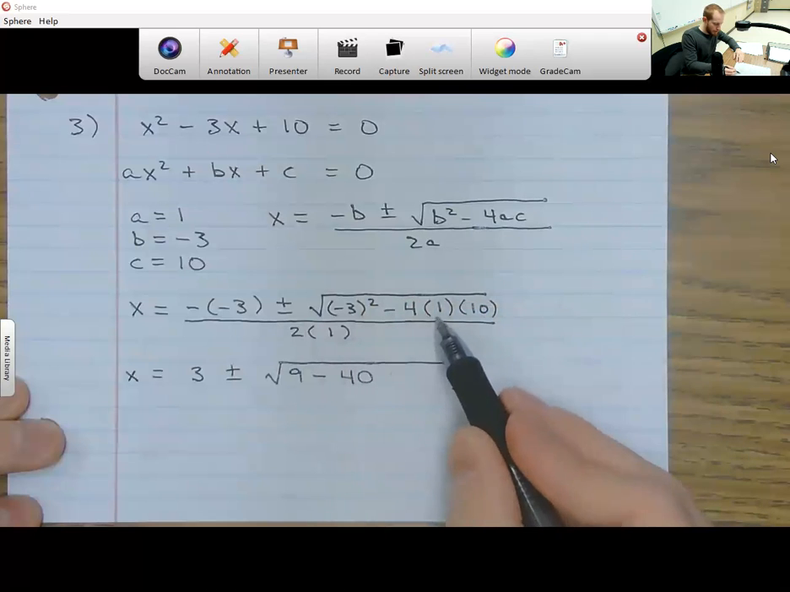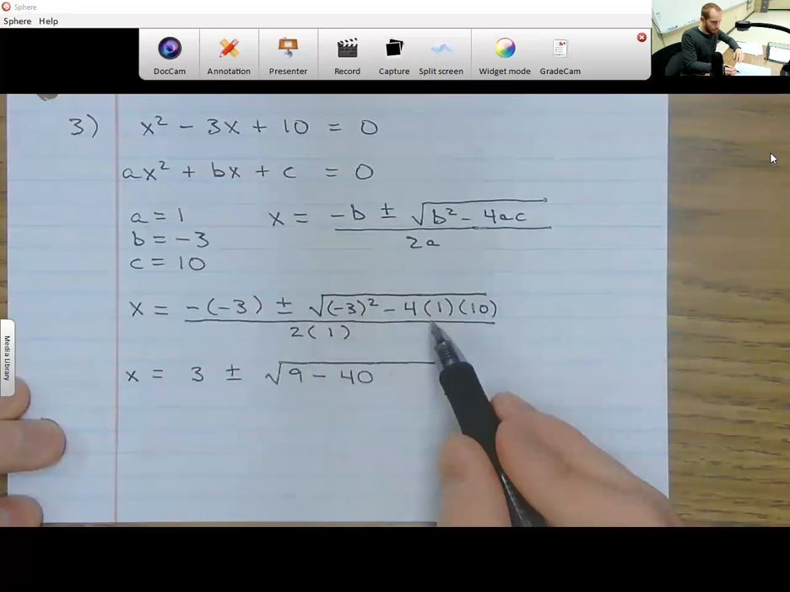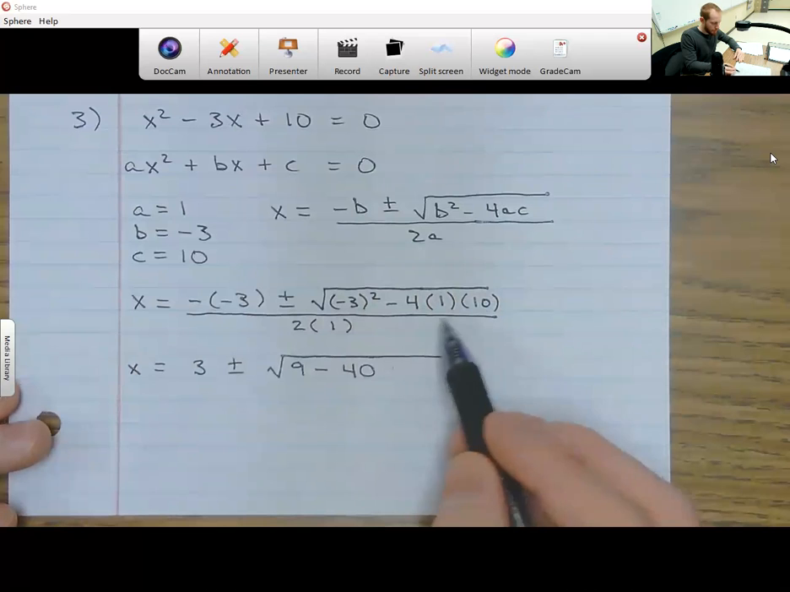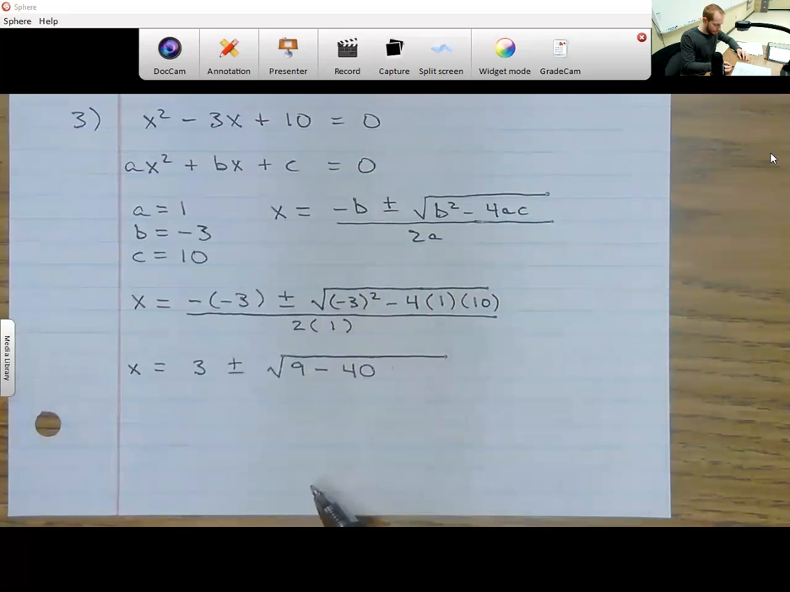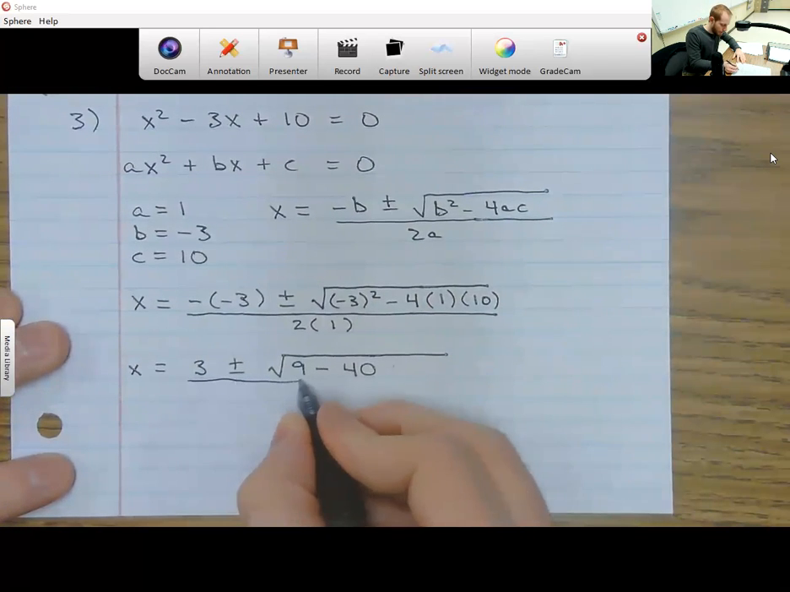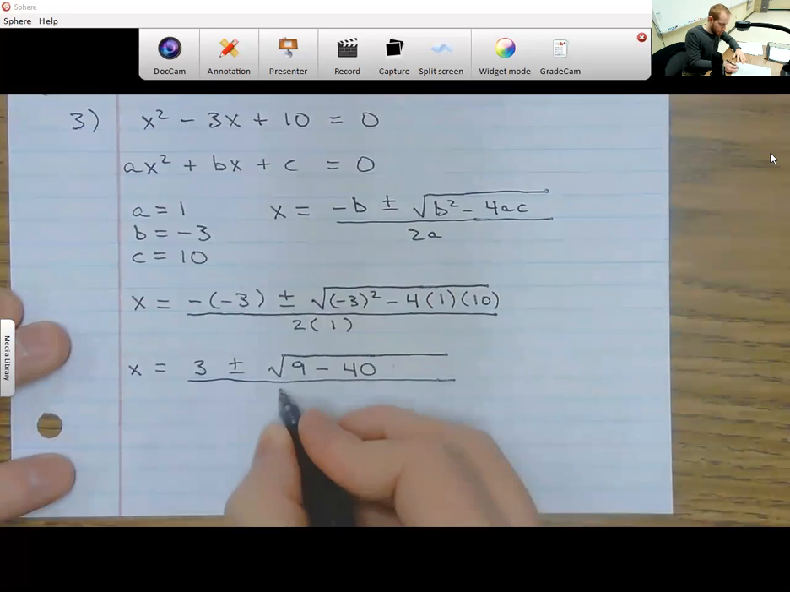The 1 doesn't really matter that much, but 4 times 10 is going to give me that 40. But I'm multiplying all three numbers together. Okay, so 9 minus 40. And then I'm dividing everything by 2 times 1, which is 2.